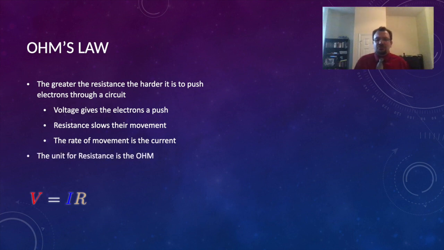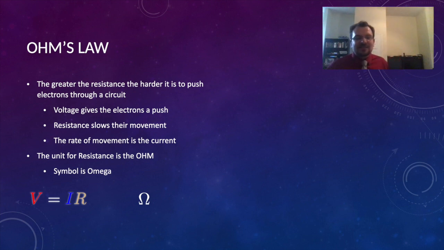So the unit for resistance is an ohm, named after the physicist that came up with all of this. And the symbol of the unit is going to be an omega. So it's a capital Greek omega. So it basically looks like a funky horseshoe.